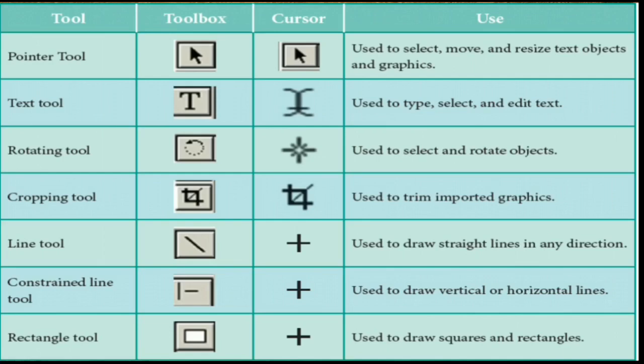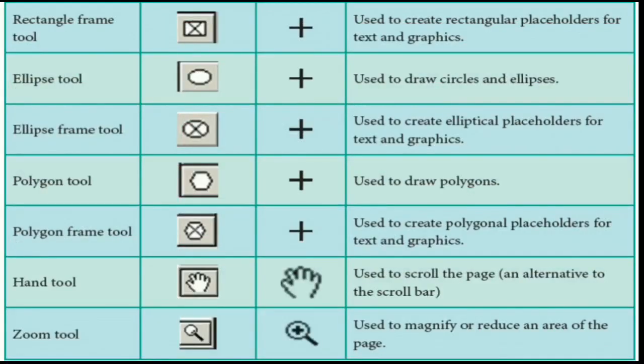Nextly, the rectangle tool. The rectangle tool is used for a square or rectangle which is placed on the page for placing picture columns. Nextly, the rectangle frame tool. With the rectangle frame tool, you can create a placeholder for text and graphics. For example, if you want to combine a graphic and a text together in a particular box element in a rectangle frame, you can use this rectangle frame tool.